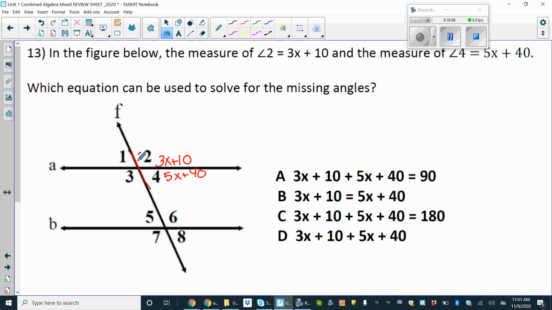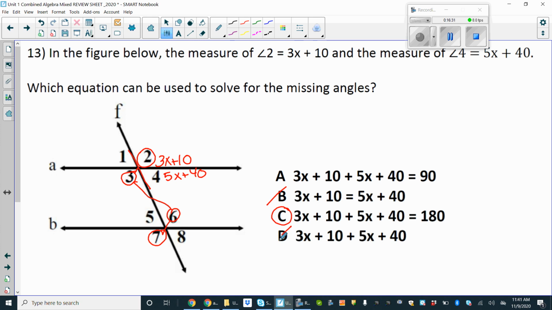Another trick is do your zigzag. You circle 2, cross over to 3, cross over to 6, cross over to 7. If one's in the zigzag and one's not in the zigzag, you know these are not equal to each other, so therefore they add up to 180 degrees. So therefore, answer choice C is our answer. Add up their expressions, 3x plus 10 plus 5x plus 40 equals 180 degrees. We knew they were not equal to each other.